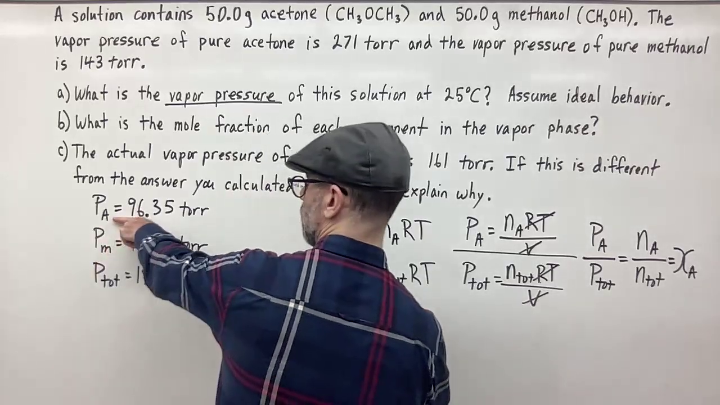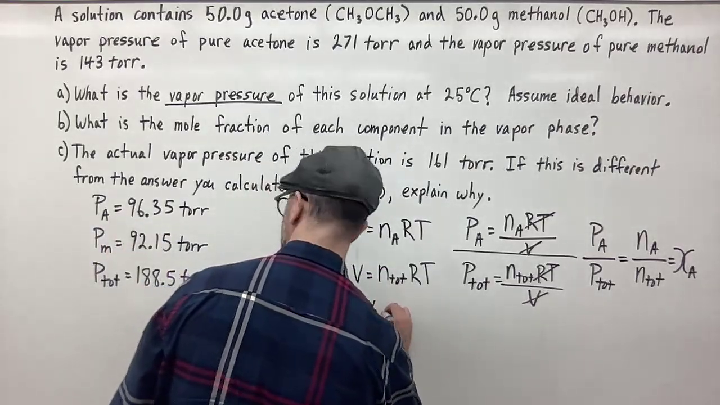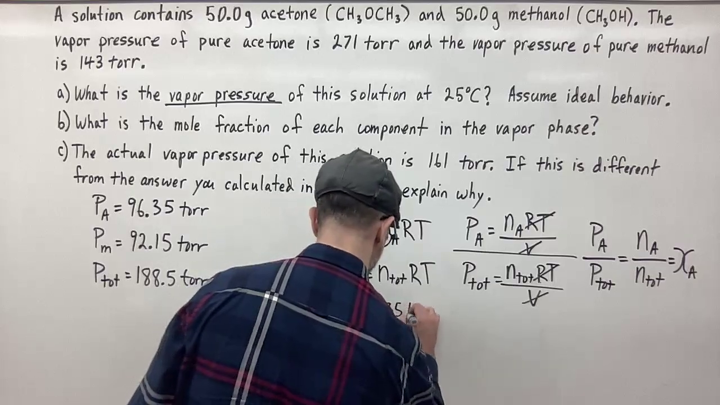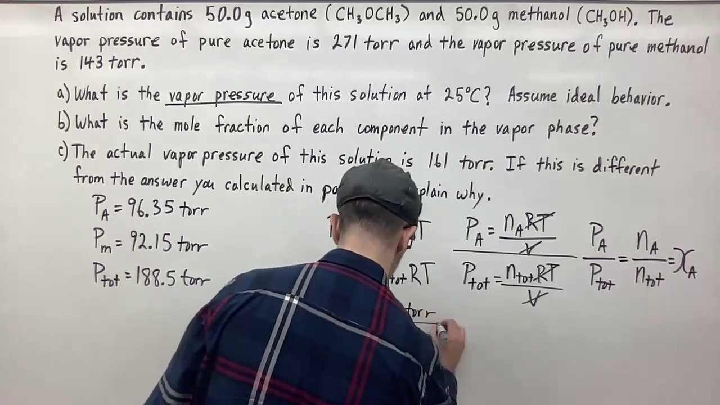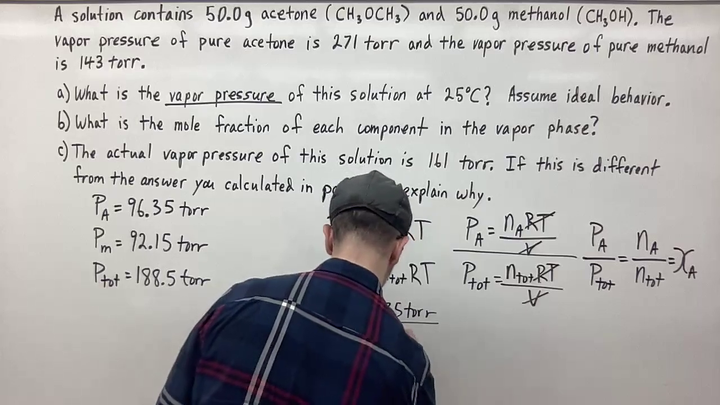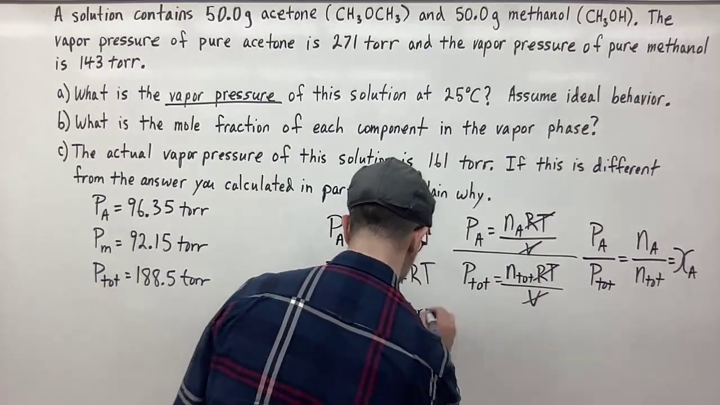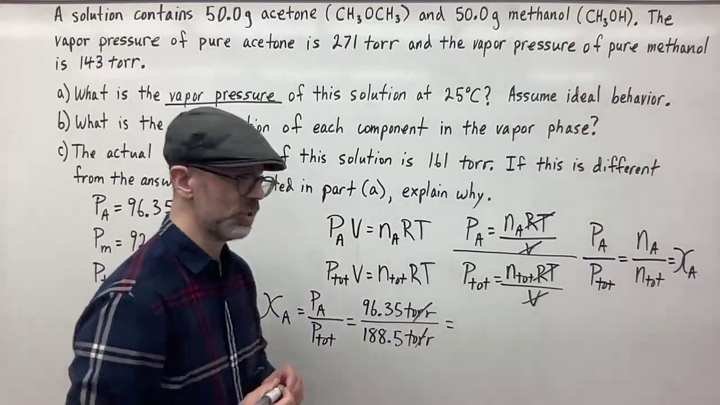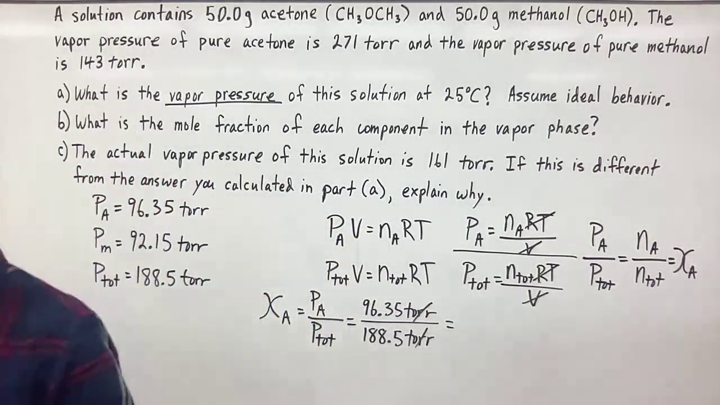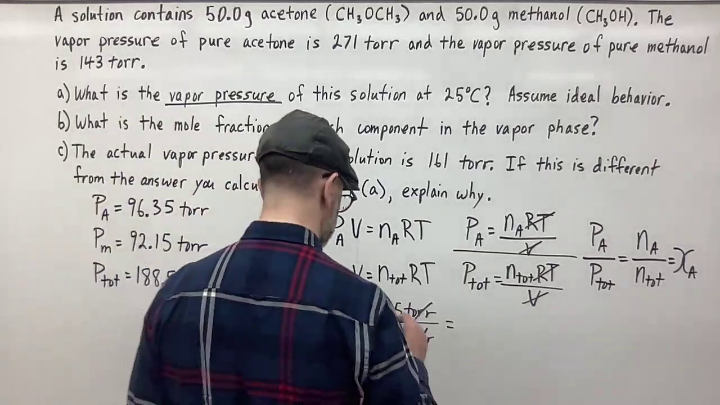So the vapor pressure of acetone is 96.35 torr divided by the total pressure, which is 188.5 torr. The torrs cancel out, and when we do that calculation, we get 0.511.